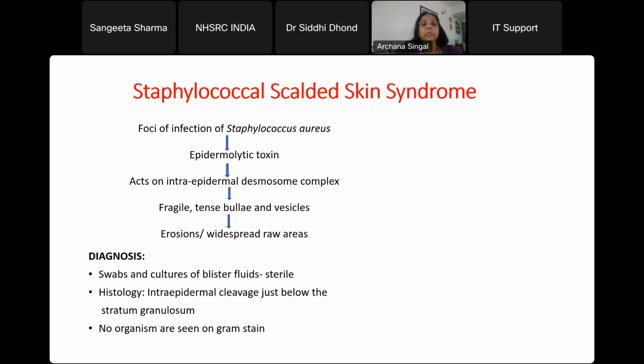So we know staphylococcal scalded skin syndrome. There can be a focus of infection even in the ear, and the toxin is released, which will settle down in some area of the body, any area. It is usually the trunk or buttocks, and it will lead to the formation of very superficial blisters, which break easily and leave a raw area, as if peeling of skin is there. The diagnosis is by swab, and culture of the blister fluid will be sterile, because I told you it's not the bacteria which is present there, it is the toxin, and no organisms are seen on gram stain.